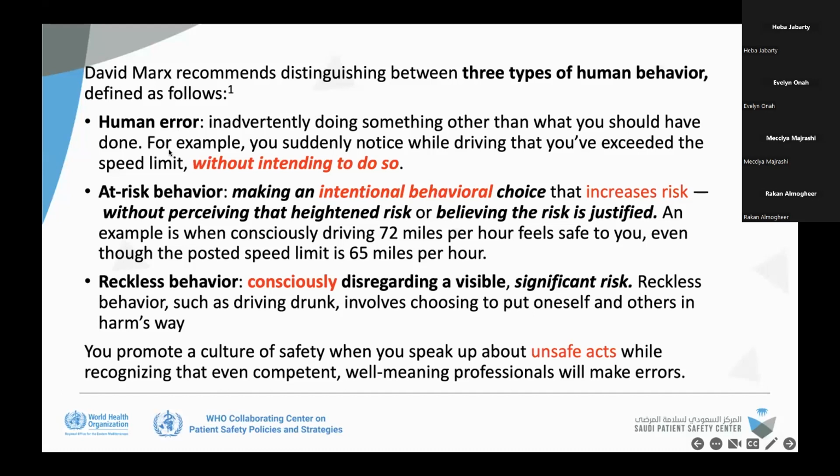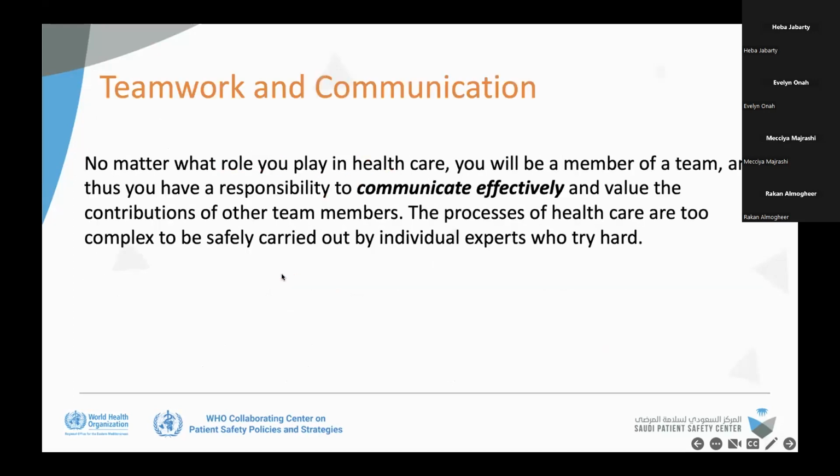At-risk behavior is making an intentional behavioral choice which increases risk. You know the consequences behind increasing this risk, but you still do it. The reckless behavior is when you continuously disregard a visible, significant risk, whatever happens to you and to others. This is completely reckless behavior because you have negligence. So you promote a culture of safety when you speak up about unsafe acts, knowing the 3 kinds of behaviors.